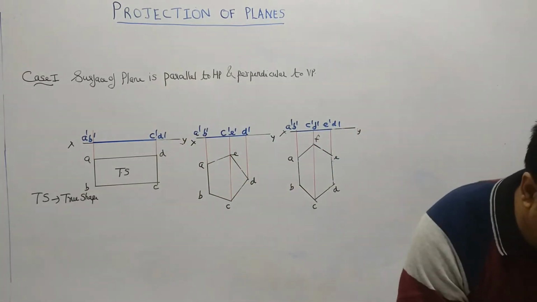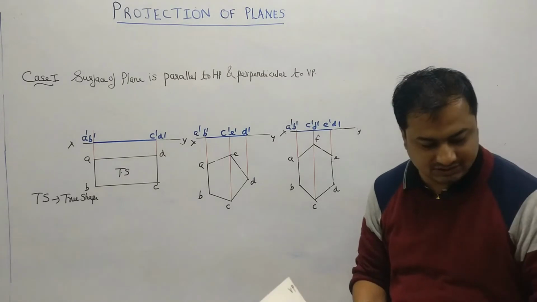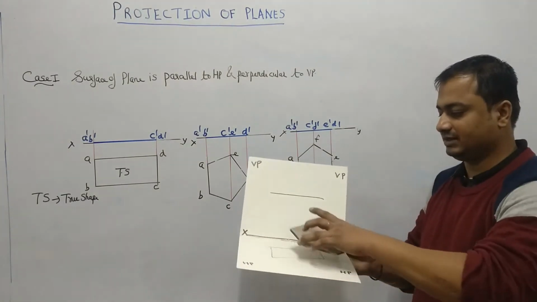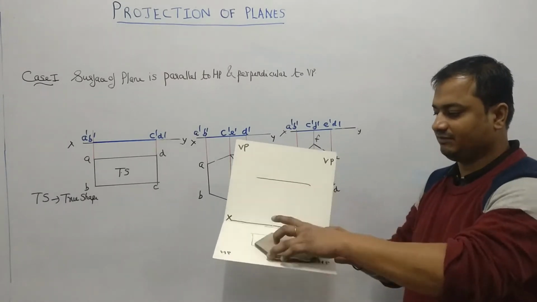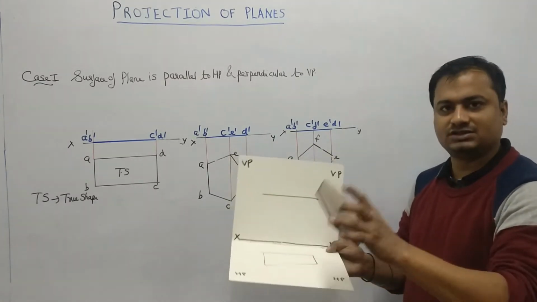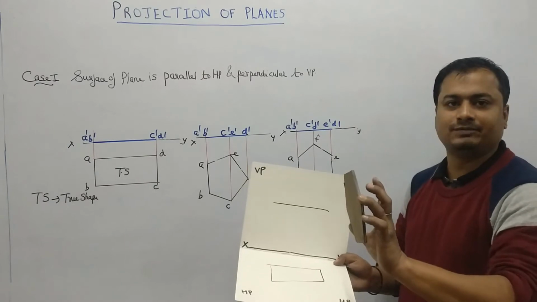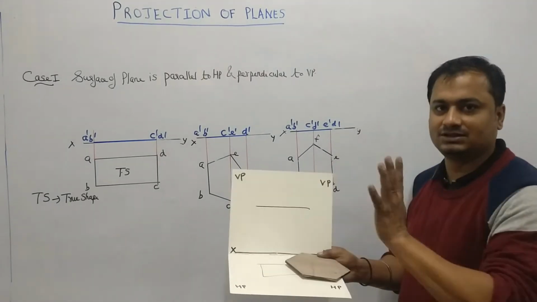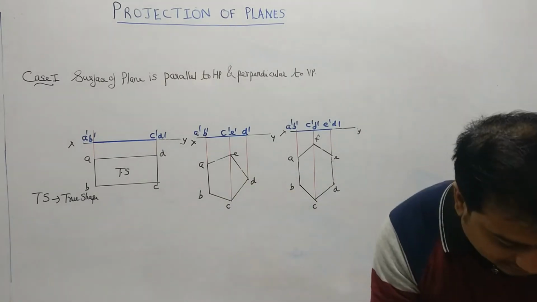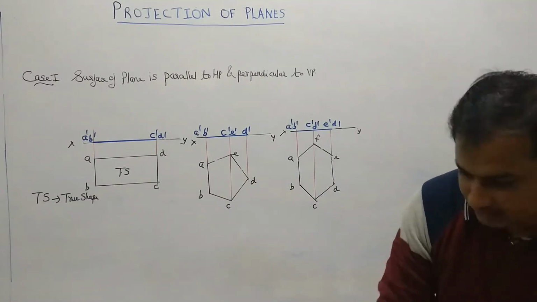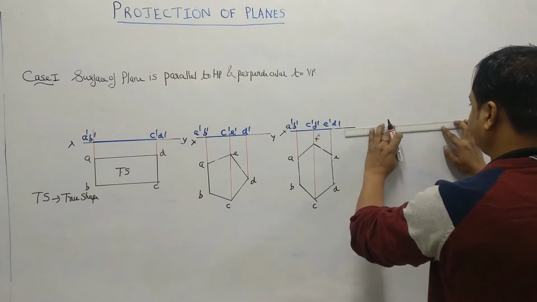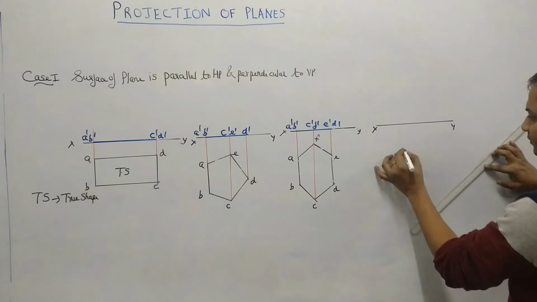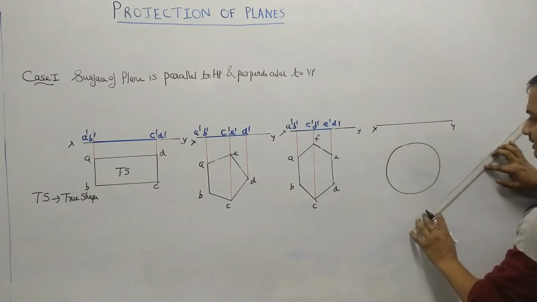Now just consider one more case, of a circle. Suppose this is my circle, and it is resting on HP, so that surface is parallel to HP and perpendicular to VP. For the same case, if this was my circle, what will be the front view and top view? The front view is the same, that is the line, but the top view is a circle. So for the case of circle, I will be getting the same projection in the front view, that will be a line, but in the top view I will be getting a circle.